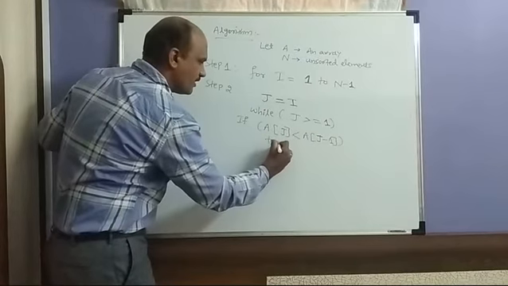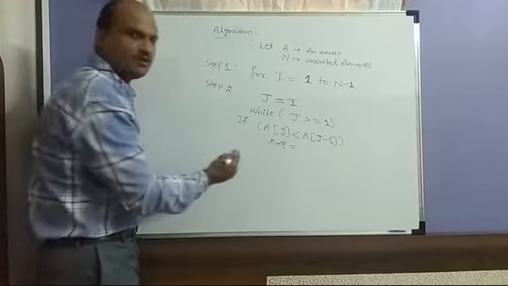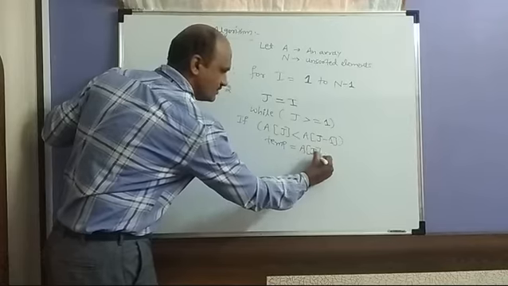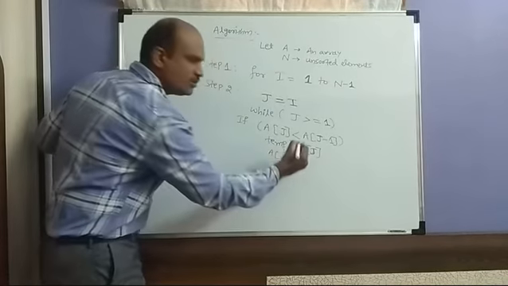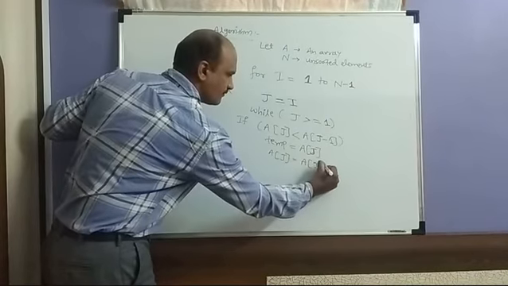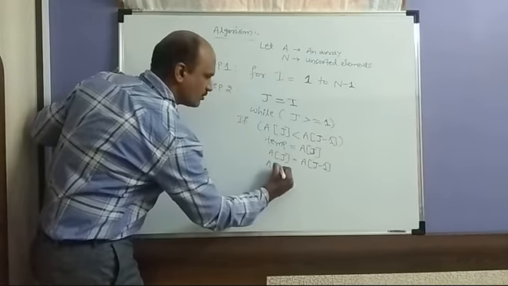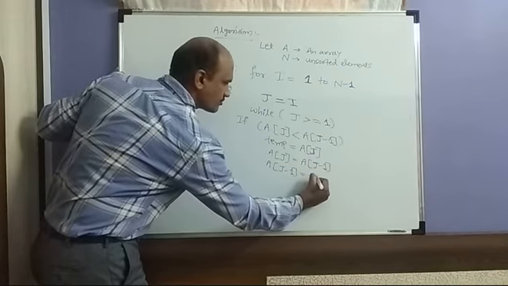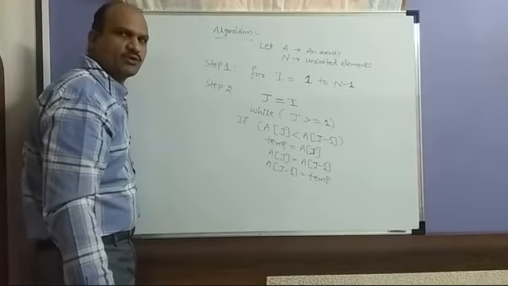What will happen? We are just storing the elements with the temporary variable: temp is equal to A of j. Then A of j is equal to A of j minus 1. Then A of j minus 1 is equal to temp. Whatever element we are storing in A of j, that is, A of j minus 1 is equal to temp.